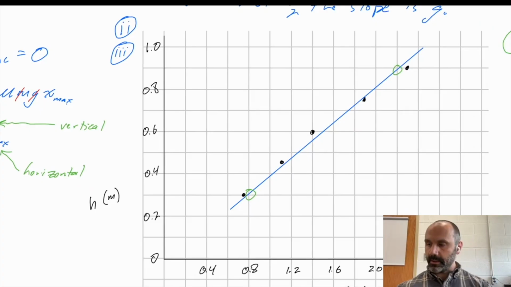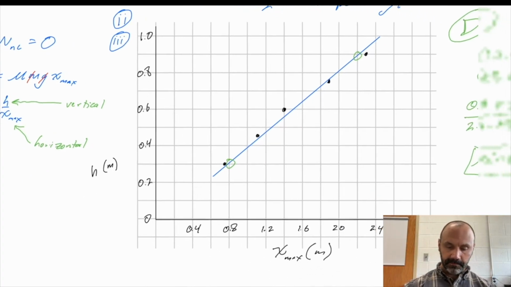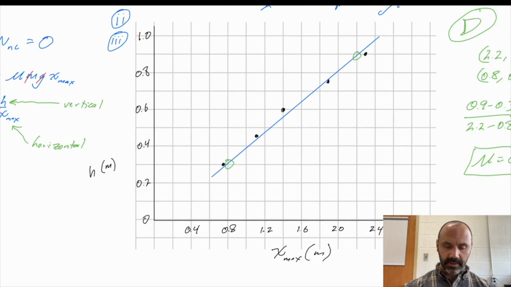They say to plot the points. And so they give us the points, and I plotted them out here. And then part three is a best fit line. So here's the best fit line. I tried to put it through the center of the points. I'm trying to not go beyond the points that I have.